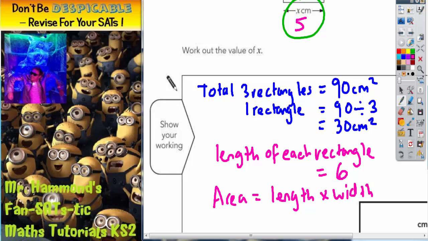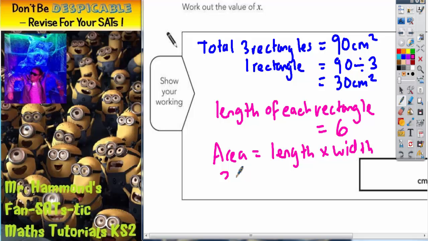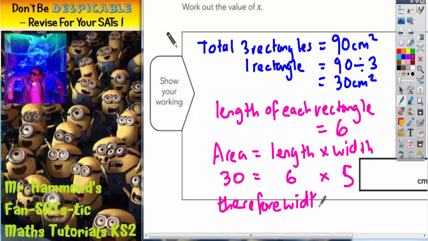Well, we already know that the area of each rectangle is 30. We know that the length is 6. So what number times 6 gives you 30? Well, 6 times 5 equals 30. Therefore, the width equals 5 centimetres. And that's the answer that we need to write in this answer box at the bottom.